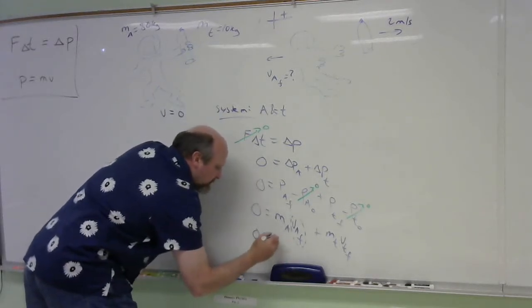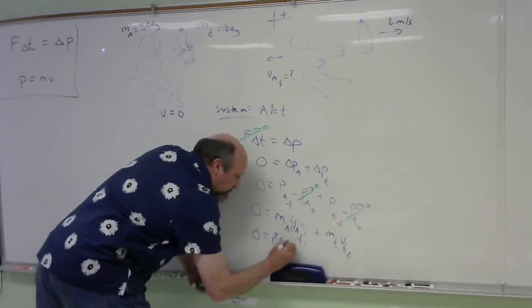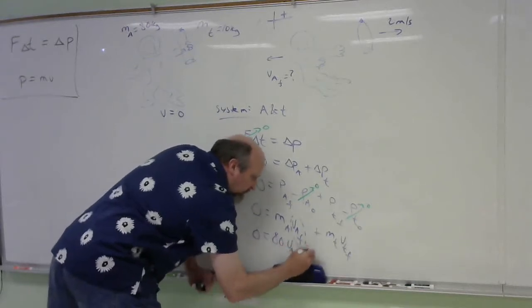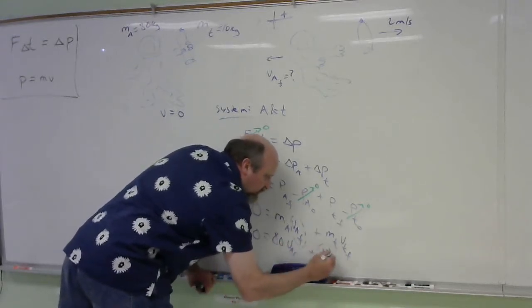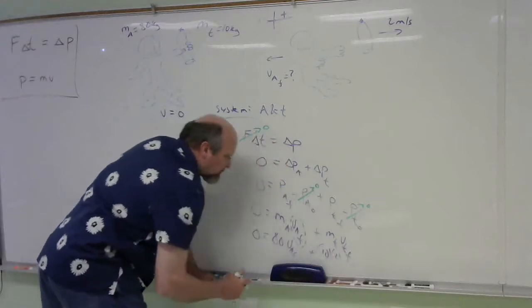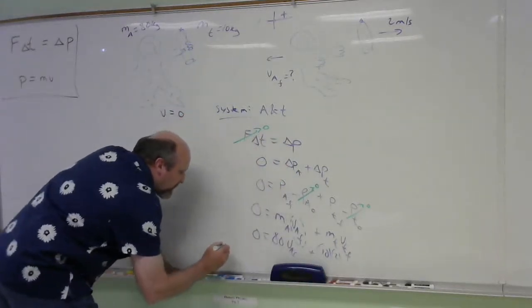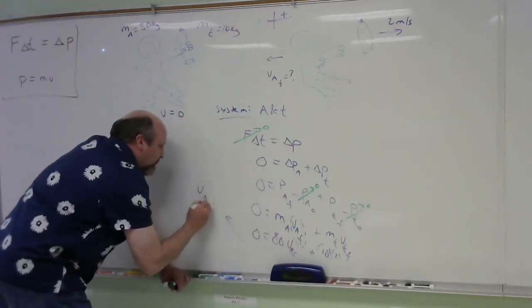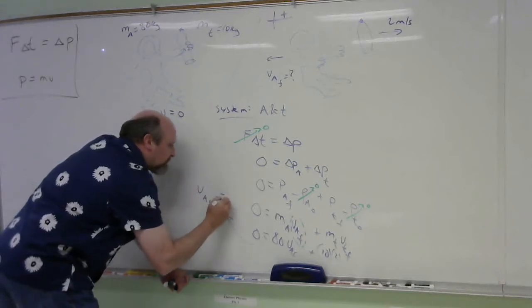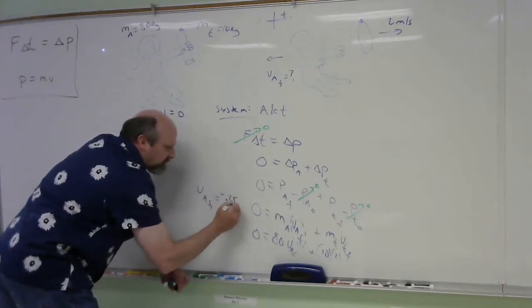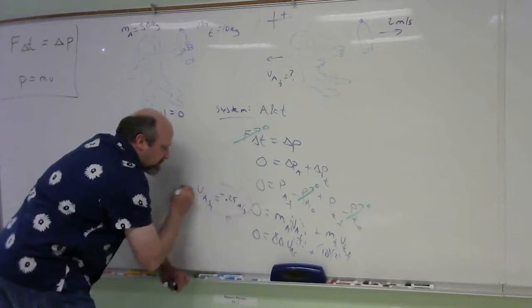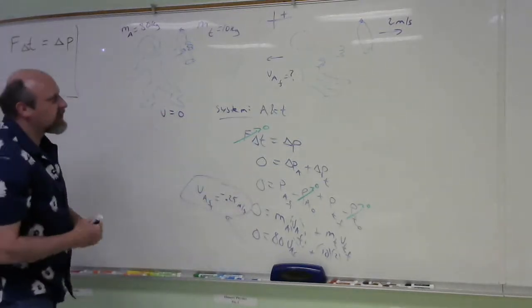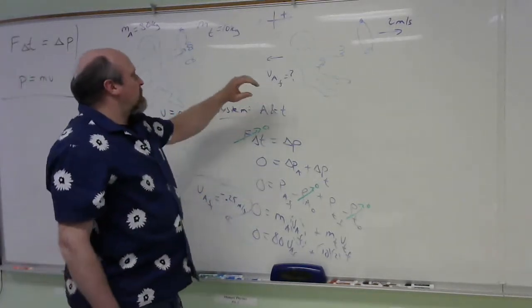0 is mass of the astronaut, 80, times velocity of the astronaut at the end, plus 10 kilograms with a velocity of 2 meters per second. Rearranging that, we are going to get that the velocity of the astronaut at the end is negative 0.25, negative a fourth meter per second. You say that checks out, that makes sense.